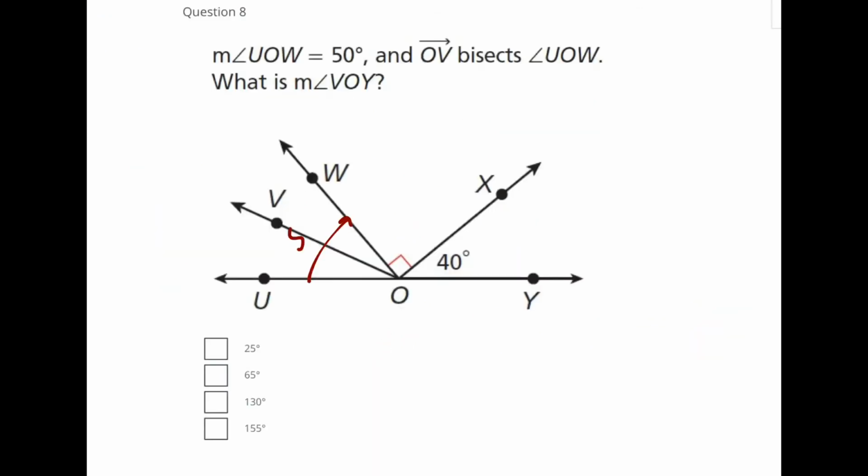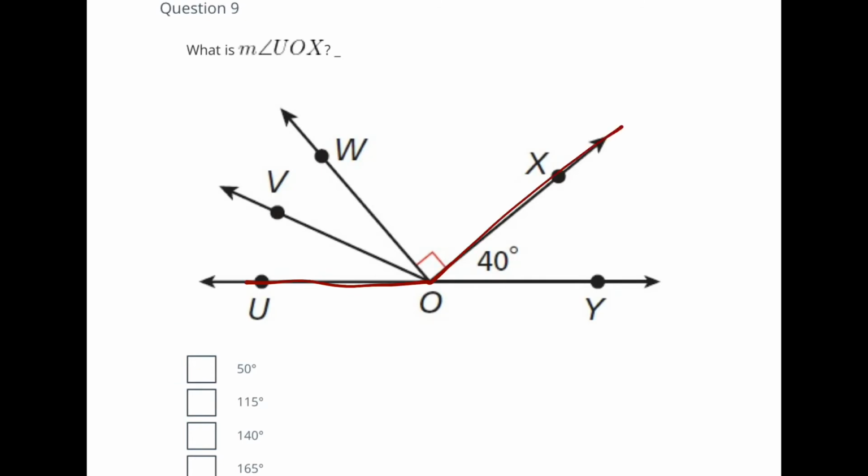They tell me this angle is 50 degrees. They tell me that it's cut into two equal parts, so 25 and 25. Therefore, VOY is going to be 40 plus 90 plus 25. So the answer is 155. They want to know what is UOX, so I can just take 180 minus the known 40 over here to figure out what the rest is, 140.